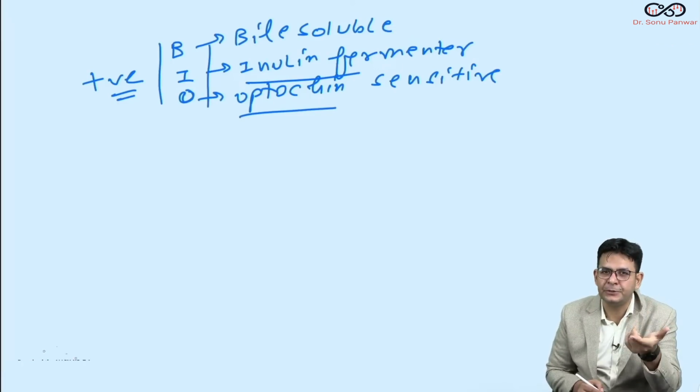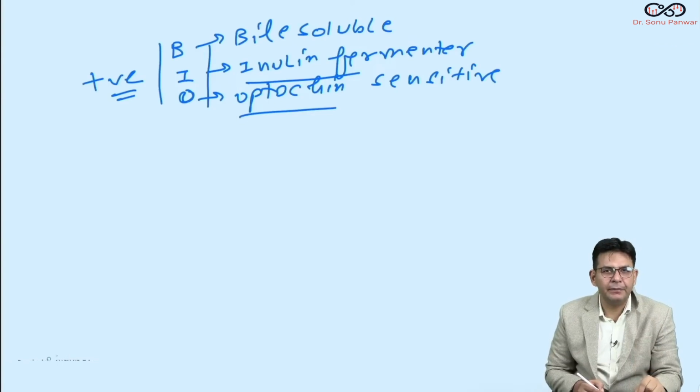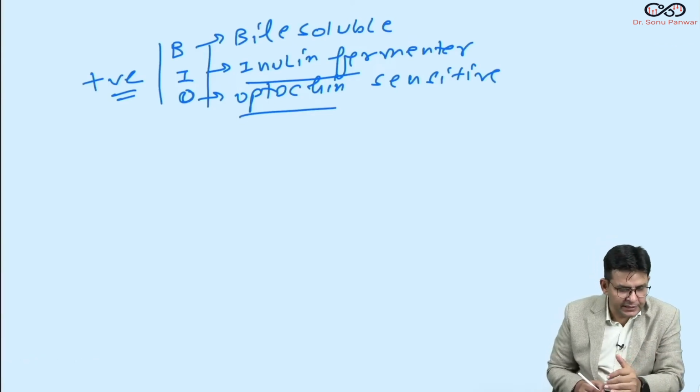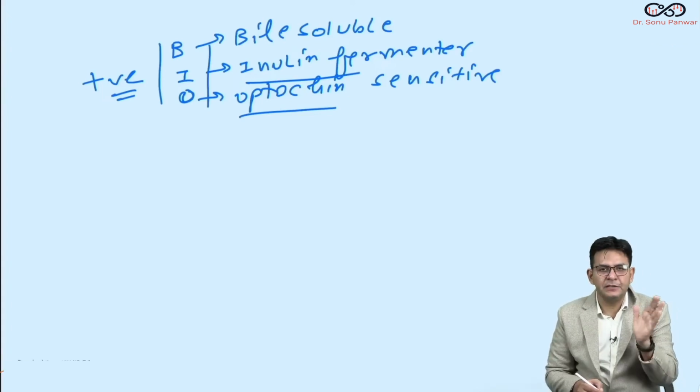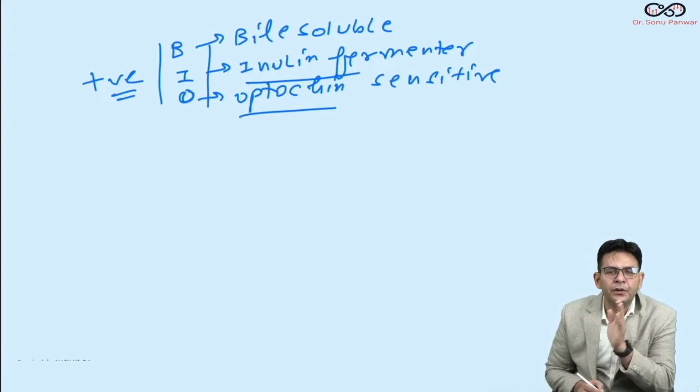It was asked in NEET PG. So these biochemical reactions, as the mnemonic BIO tells, are negative in the viridans, and positive in the pneumococcus.